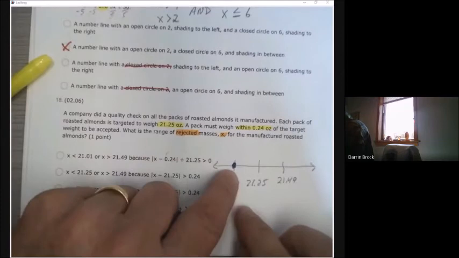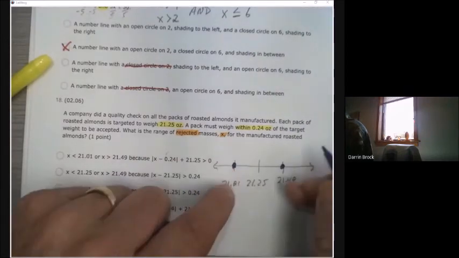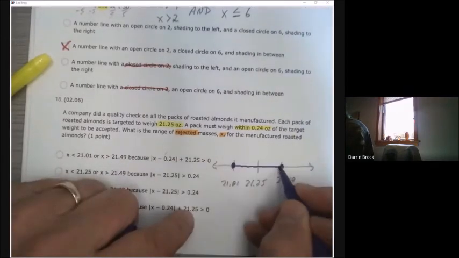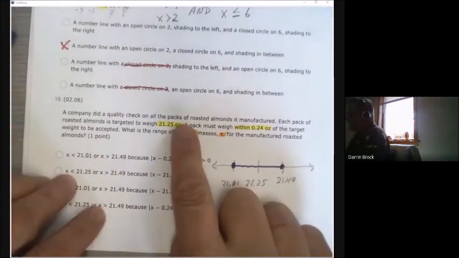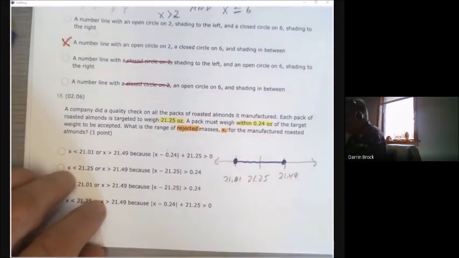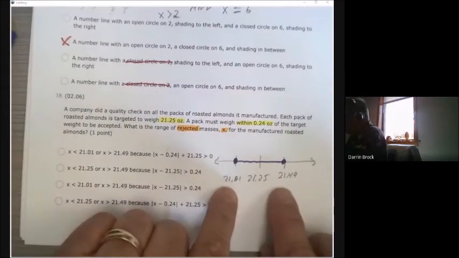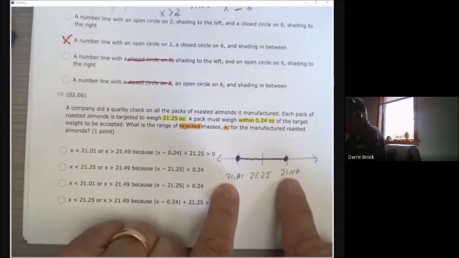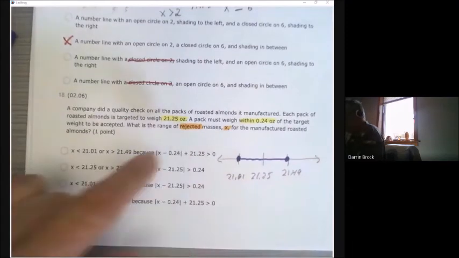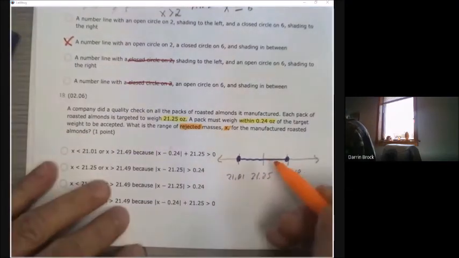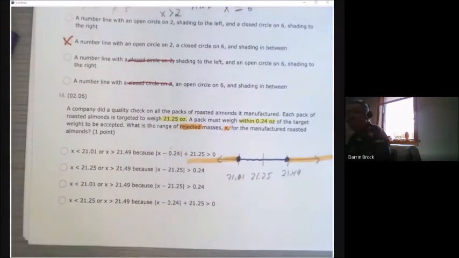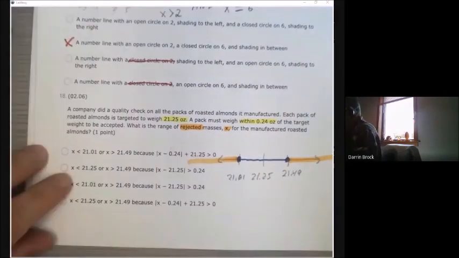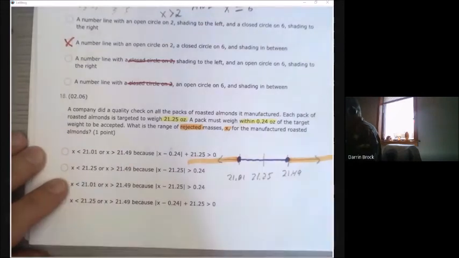2101 would be a closed circle, because it could be that amount. It has to be anywhere in there. That's how much any one of their packets of roasted almonds can weigh. Anything between 2101, right? So rejected would be anything that's not there. If it's too heavy or too light, that gets rejected. So which one of these represents that?